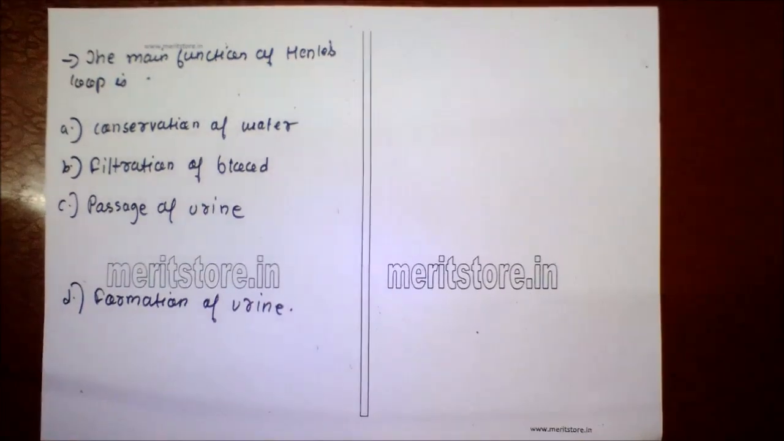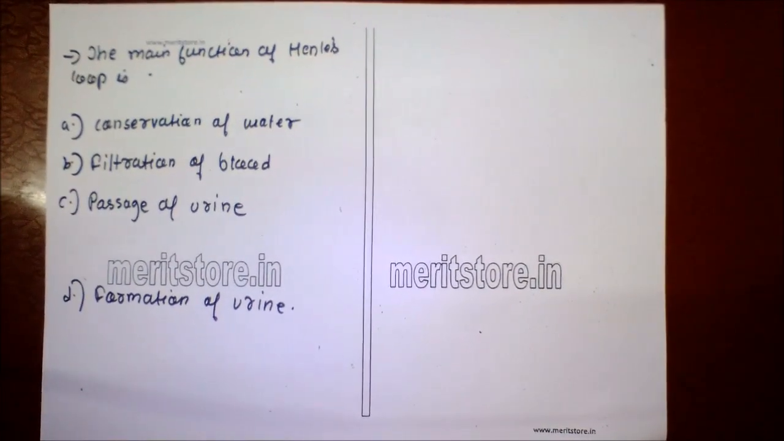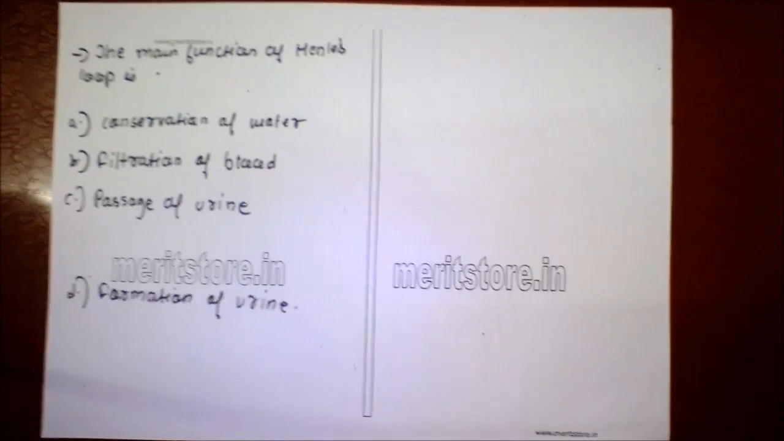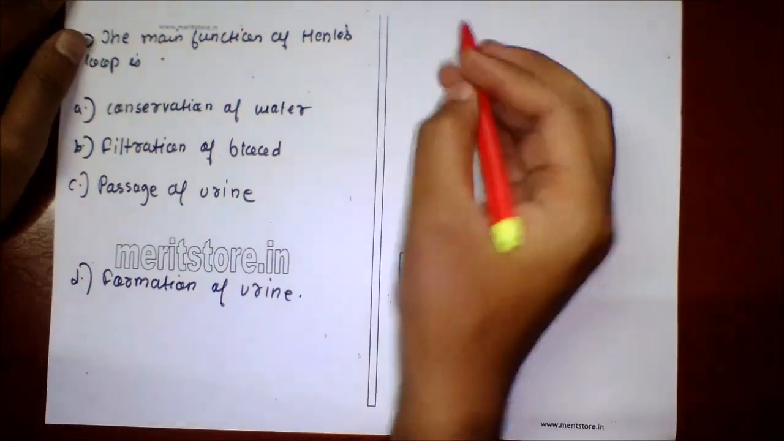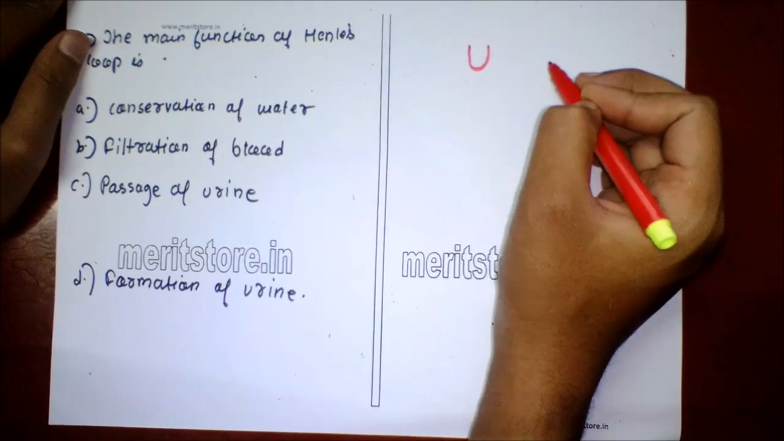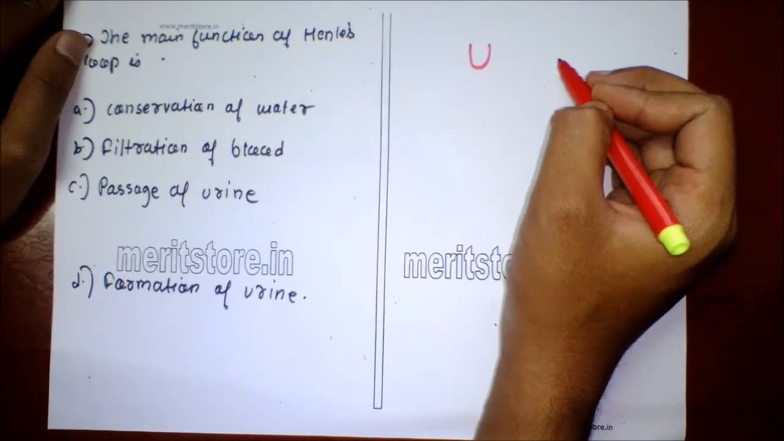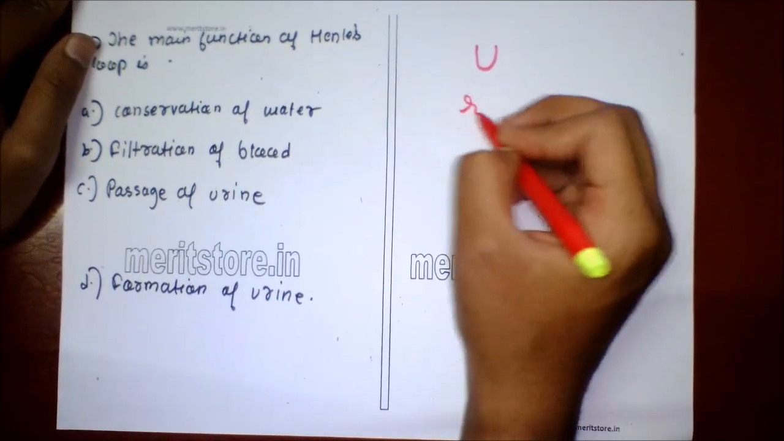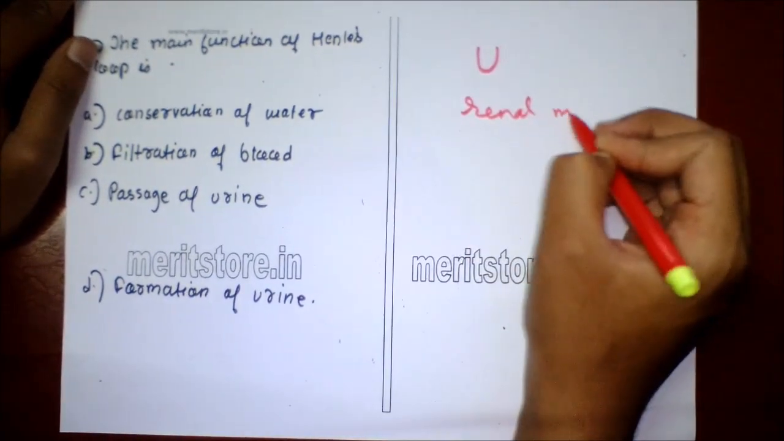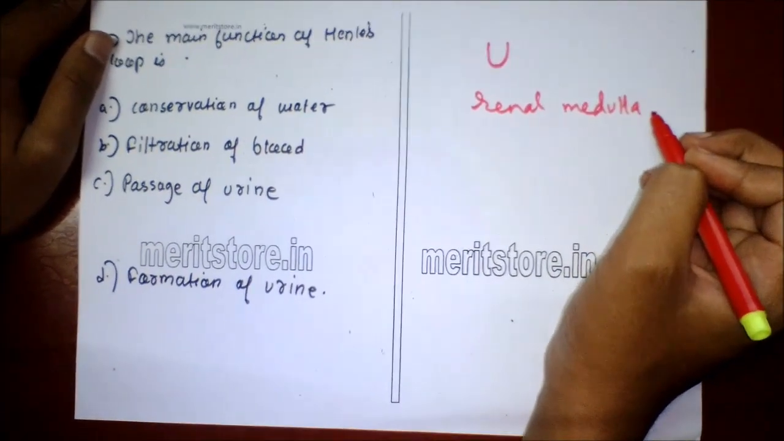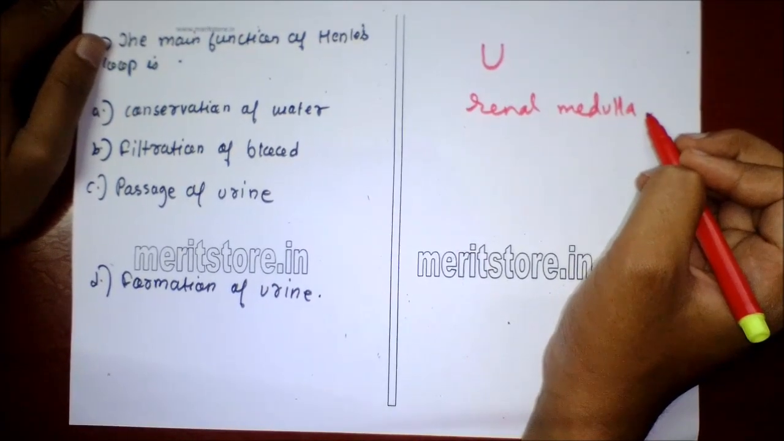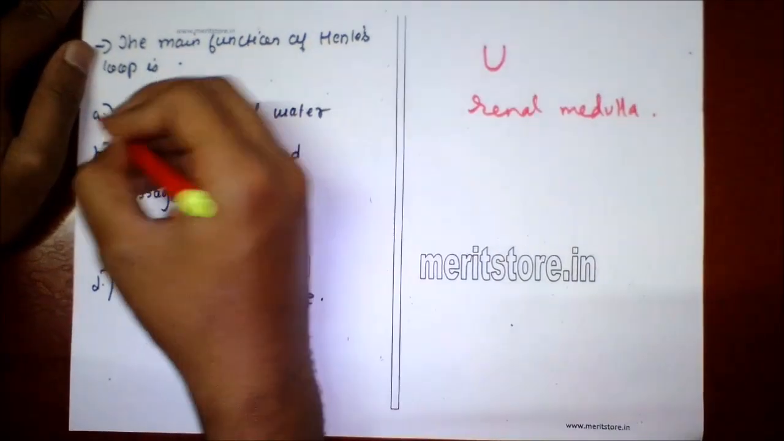The main function of Henle's loop is A. Conservation of water, B. Filtration of blood, C. Passage of urine, D. Formation of urine. The loop of Henle is a U-shaped segment of the nephron located in the renal medulla. It helps in conservation of water during the countercurrent mechanism. So option A is the correct answer.